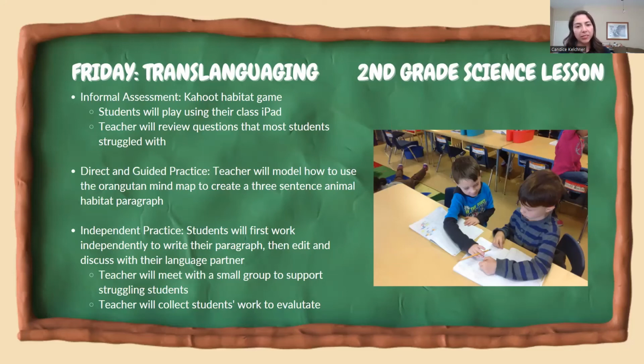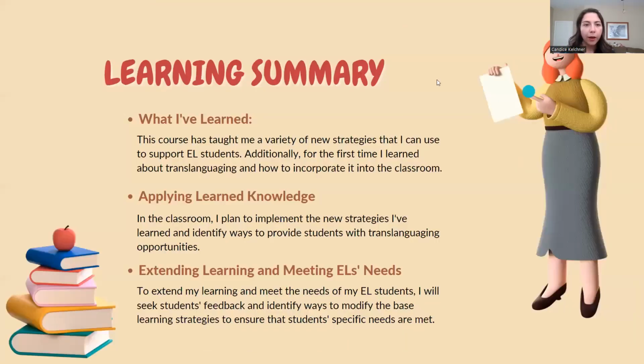Independent practice will consist of students receiving their mind map back from Thursday, and then students will look at the feedback and use that information to create their own animal paragraph. And then students will edit and discuss with their language partner. And then as all this is going on, the teacher will meet with a small group in the back to assist struggling students who are in need of additional support.